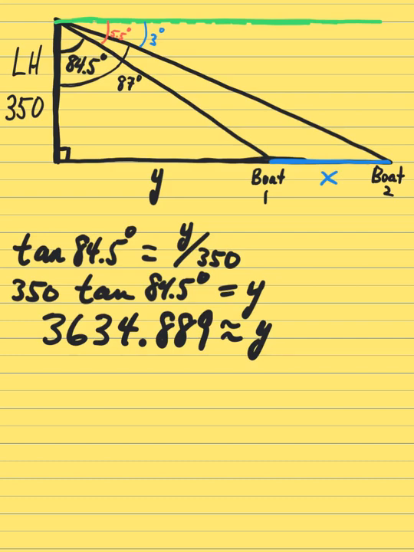All right. Tangent of 87 degrees would be equal, now opposite of that one is x plus y over 350. 87 sweeps out that biggest right triangle, the one that has a vertex at boat 2. Well, opposite of that 87 is both the x and the y length. Multiply both sides by 350.